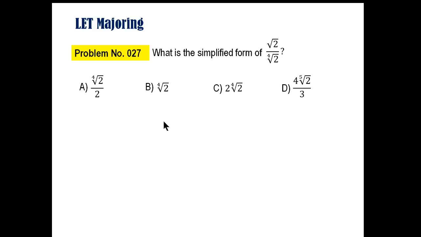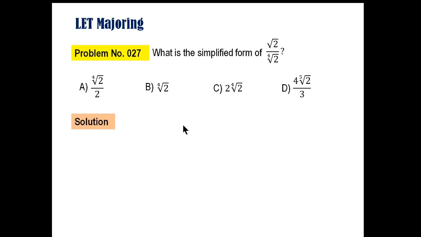Problem number 27. What is the simplified form of the square root of 2 over the fourth root of 2? This is an algebra problem. For the choices: A, the fourth root of 2 over 2; B, the fourth root of 2; C, 2 times the fourth root of 2; D, 4 times the fifth root of 2 all over 3.